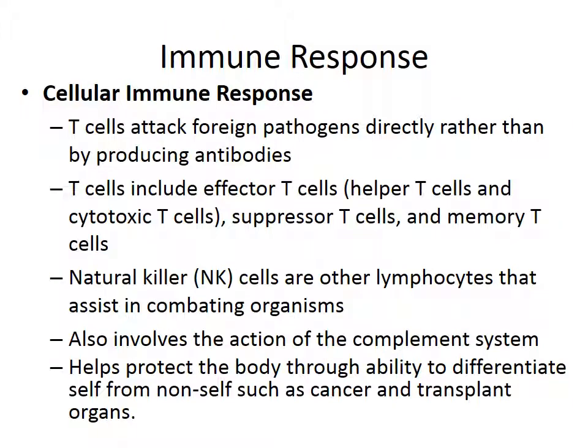Cellular immune responses are where the T cells attack foreign pathogens directly rather than by producing antibodies. T cells include effector T cells, such as helper T cells and cytotoxic T cells, suppressor T cells, and memory T cells. Natural killer, or NK cells, are other lymphocytes that assist in combating these types of organisms. This also involves the action of the complement system and helps protect the body through the ability to differentiate self from non-self, such as cancer and transplant organs.